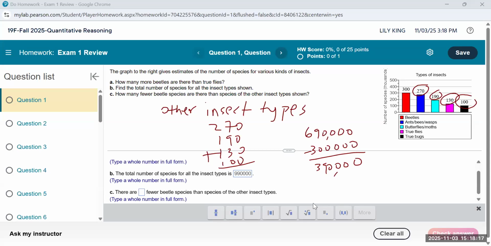All right, now another way you can also solve this problem is you take the 990,000 that you found in part B, and then you subtract the number of beetle species twice. So 990, sorry, 990, excuse me, not 900, minus 300 minus 300 will give you 390,000.